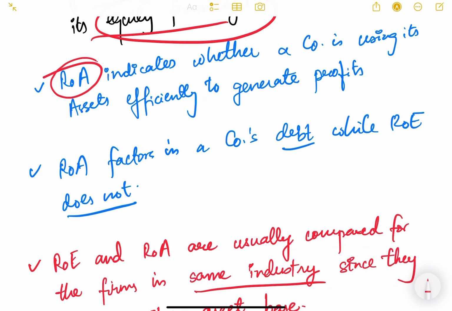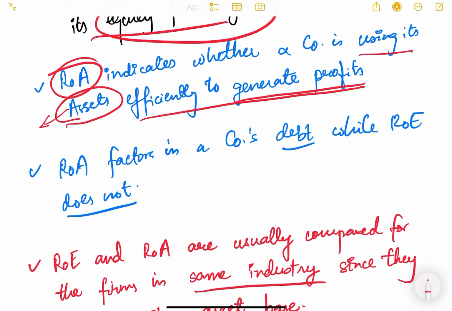Now on the other hand, what is ROA? ROA is return on assets, and it indicates whether a company is using its assets efficiently or not to generate profits. A company uses its assets for the manufacturing process, for business: buildings, land, capital, etc. So ROA will tell you whether a company is using its assets efficiently to generate profit. If ROA is high, it means the company is generating more profit per unit of its assets, meaning it is using its assets very efficiently.